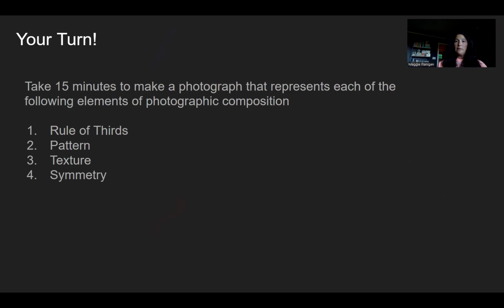So this is where I talked about how we would take a pause and give you a chance to try this out for yourself. So take 15 minutes, pause this video, go out and make a photograph that represents each of these photographic compositional elements that we've already learned about. So a rule of thirds, a pattern, a texture, and a symmetry. And see if you can make that happen. And when you finish with that, come back and we'll go to the next section.